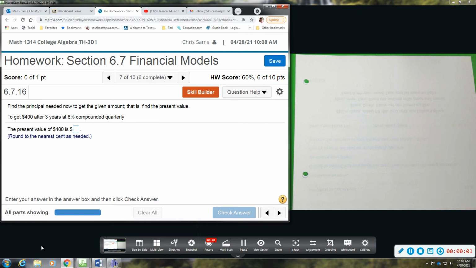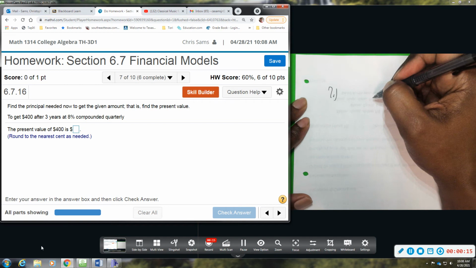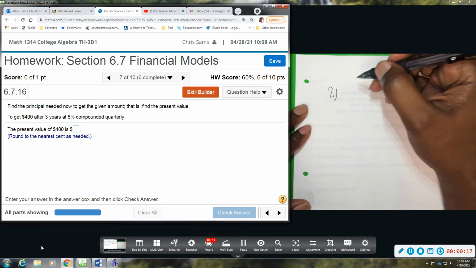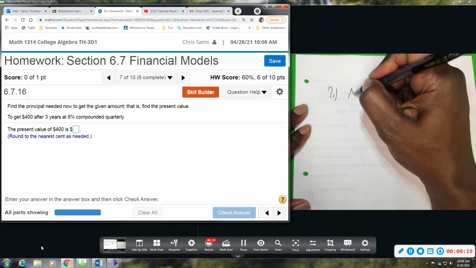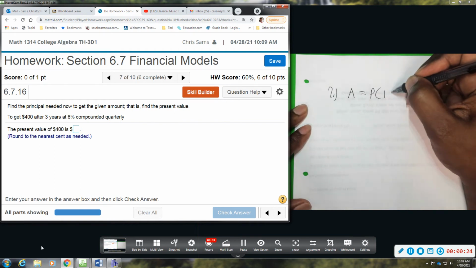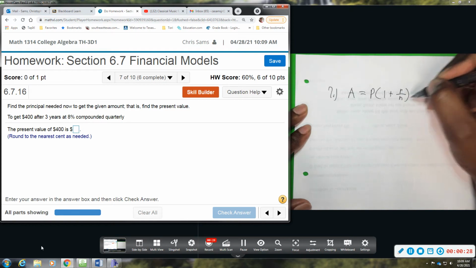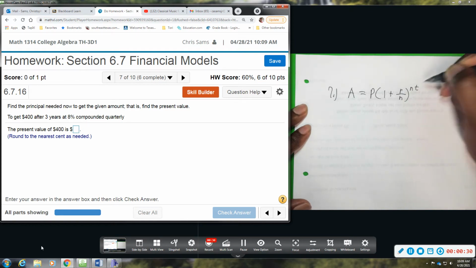All right, number 7, we're going to be working on the same type of problem. We're going to find the principal needed. So we're looking for P to get the given amount. We start out, again, using the compound formula because I see compounded quarterly in the second part. So A equals P times 1 plus R divided by N raised to the NT power.